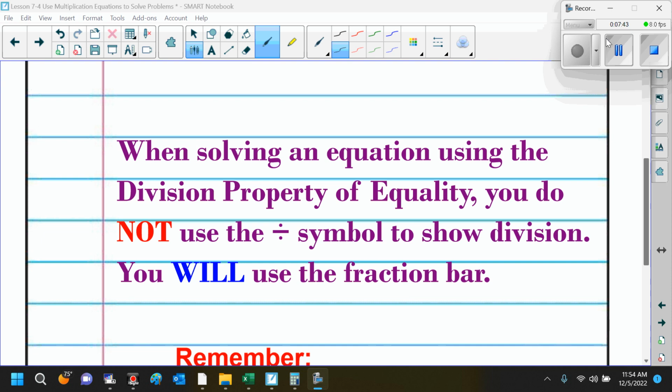Now, when solving an equation using the division property of equality, you do not use that division symbol to show division. You will use the fraction bar, just like we did in the examples. So, for example, if you had 2x equals 10, you will not write divide by 2, divide by 2. Is everybody clear? You will not show your work like this.